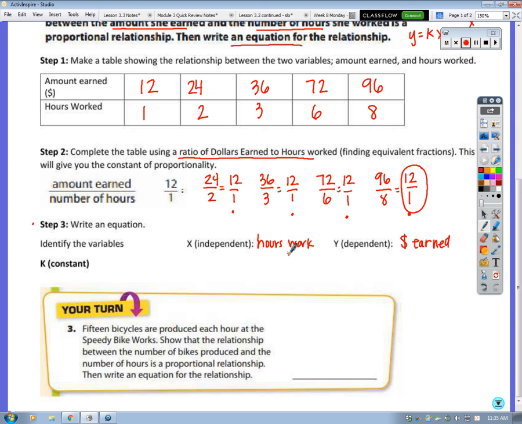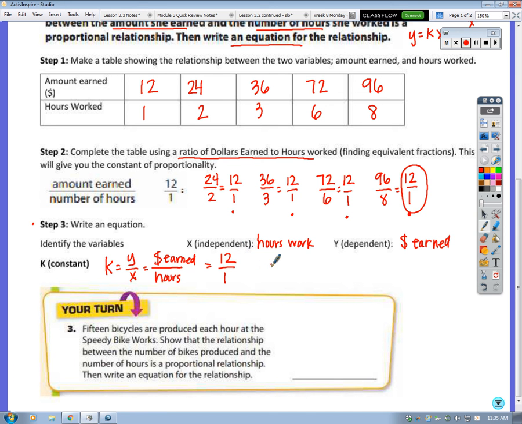My independent value is hours worked, because time will pass whether I'm working or not, but if I want to earn money, that does depend on how many hours I work. So my constant I can find with the equation k equals y over x. So hours worked would be my x, and y, my dependent here, is the dollars earned. And we figured our constant of proportionality, our y over x, would be 12 over 1, $12 per hour.